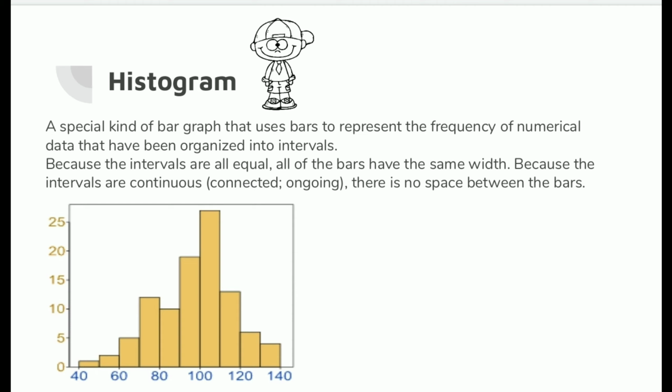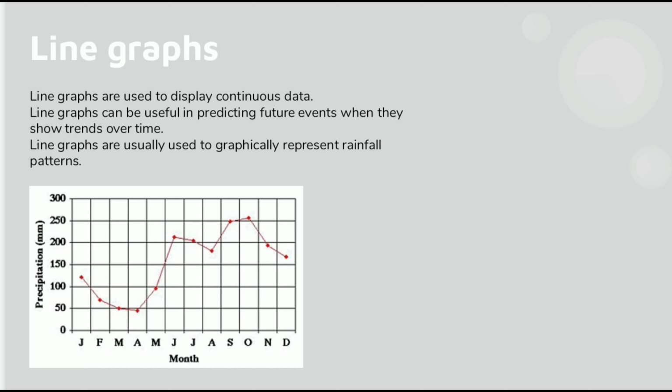So our next graph that we'll be moving on to is line graphs. Now usually line graphs are used to represent, or graphically represent I should say, rainfall patterns. So it represents a lot of other patterns as well, but it's typical for rainfall patterns. So let's look at the graph that is on this slide.